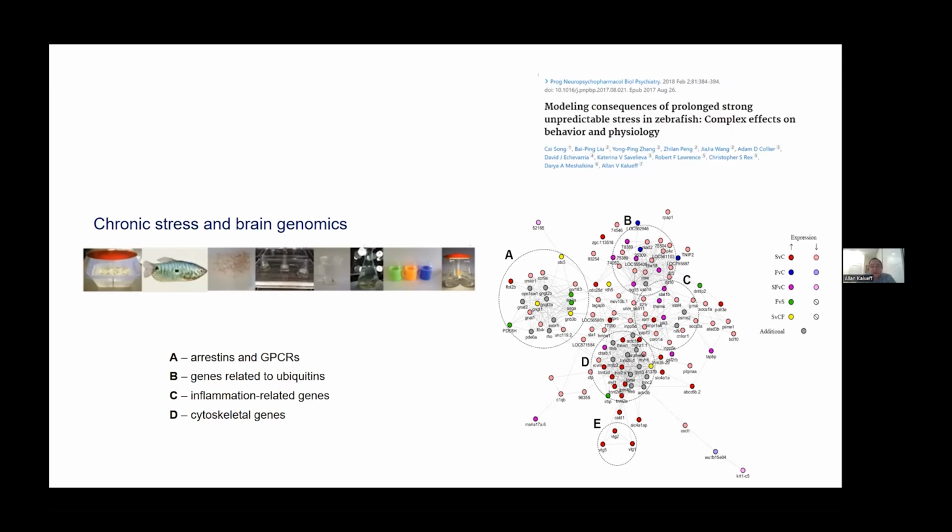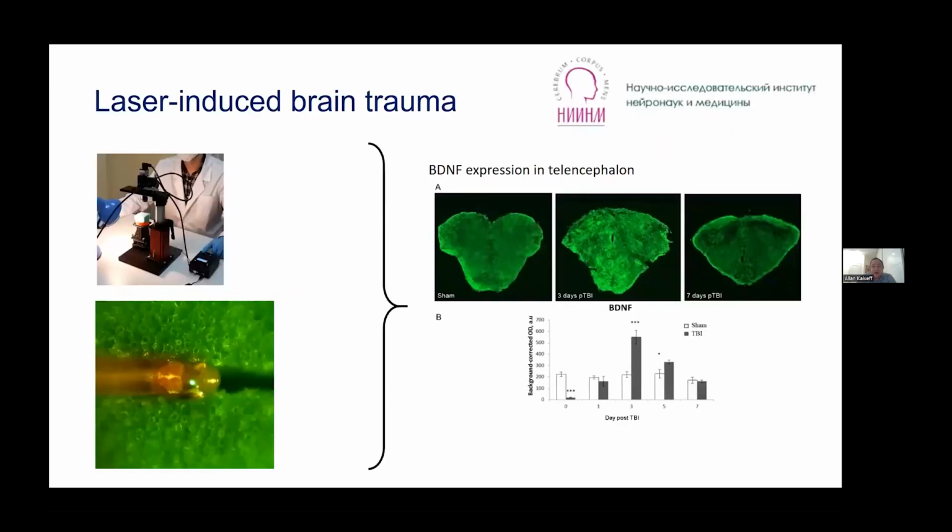Another example is the use of laser that we developed in my lab to induce the traumatic brain injury. And the advantage and the beauty of zebrafish model is in the transparency of the skull and the skin. So the laser can penetrate inside the brain and through the skull without any damage, no infection, nothing. So you can really very targetedly induce the brain trauma.